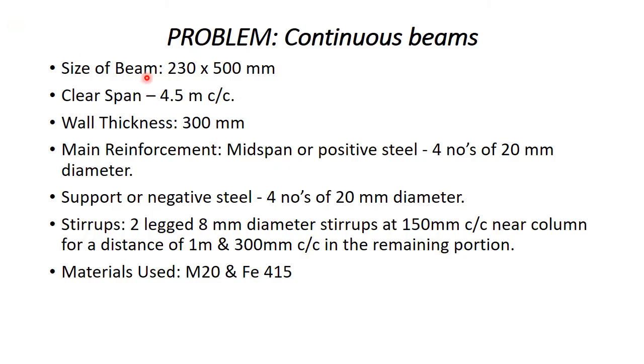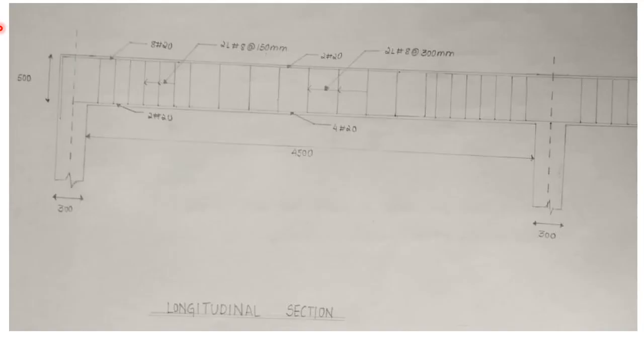We consider the size of the beam as 230 by 500, clear span is 4.5 meters, wall thickness is 300 mm. Main reinforcement: positive steel 4 numbers of 20 mm and negative steel 4 numbers of 20 mm diameter. Stirrups: 2-legged 8 mm diameter stirrups at 150 mm near the column for a distance of 1 meter and 300 center to center in the remaining portion. M20 is the grade of concrete, Fe415 is the steel.